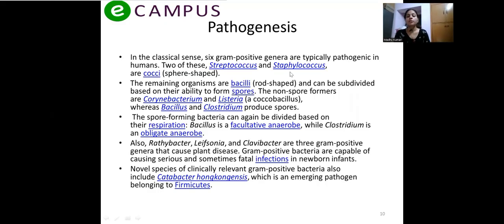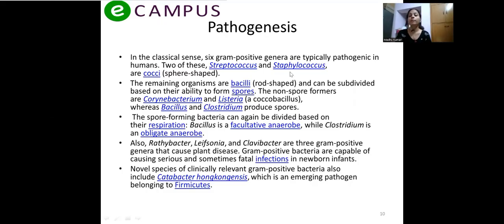Also Rathayibacter, Leifsonia, and Clavibacter are 3 gram-positive genera that cause plant disease. The gram-positive bacteria are capable of causing serious and sometimes fatal infection in newborn infants. Novel species of clinically relevant gram-positive bacteria also include Catabacter oncogenesis, which is an emerging pathogen belonging to Firmicutes.